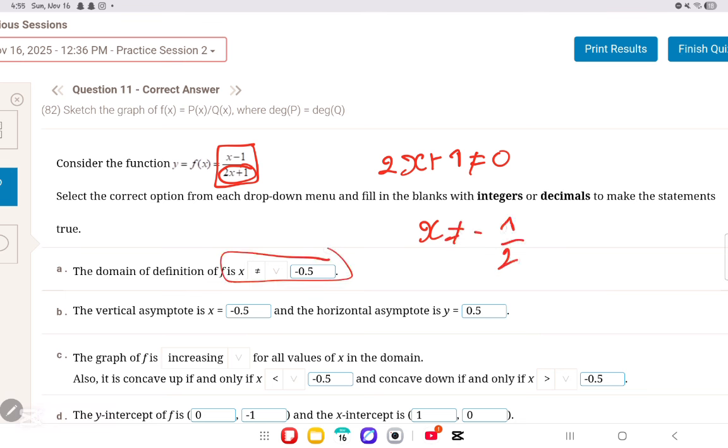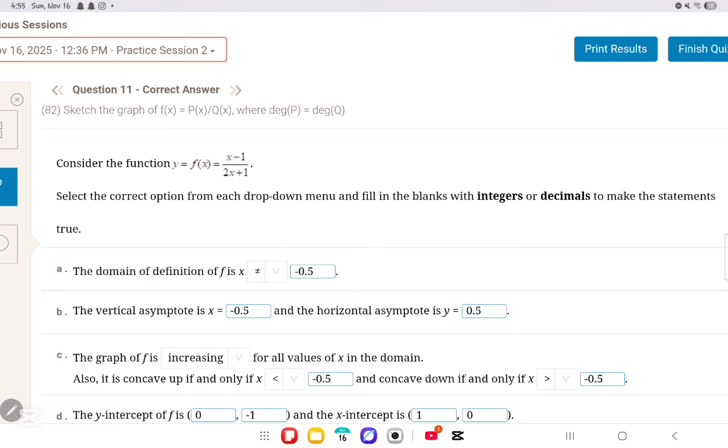Now, the vertical asymptote. How do we find the vertical asymptote? Directly, you take the denominator, right? This is my vertical asymptote, and I make it equal to 0. So x is going to be equal to minus 0.5. This is my vertical asymptote.